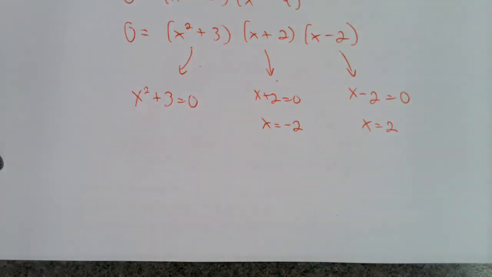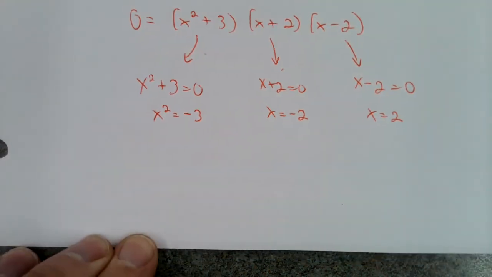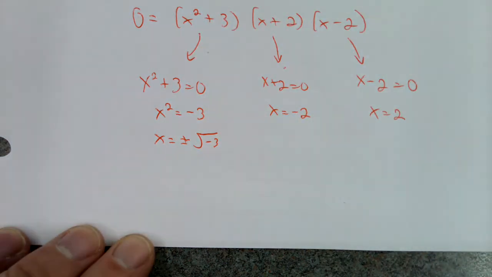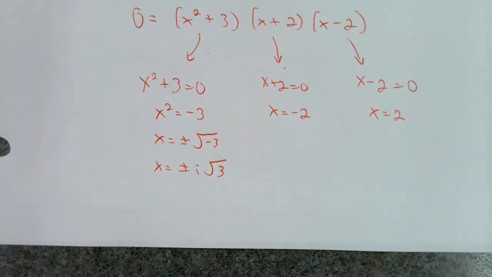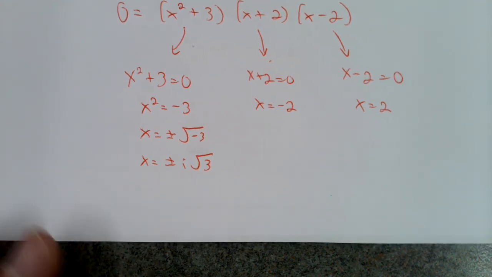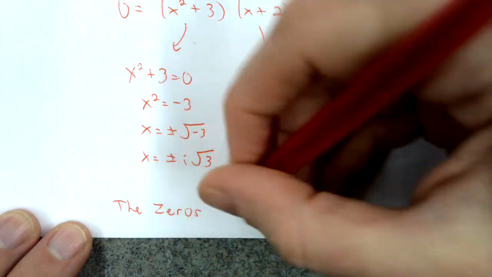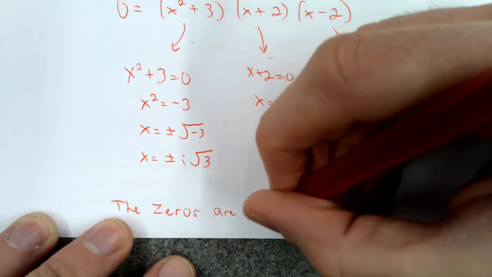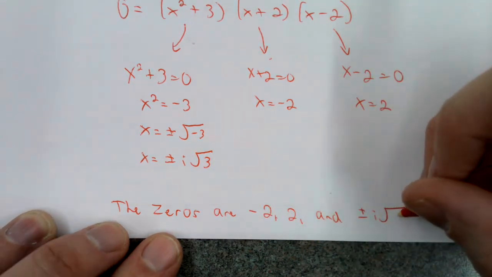But when you solve this, think back to unit 3. Subtract 3 on each side. And then take the square root of each side, positive and negative. Take out the negative 1 by doing x equals positive and negative i square root of 3. So those are our roots, I'll say, or our zeros, or our solutions. The zeros, aka roots, aka solutions, are negative 2, 2. Then we have positive and negative i square root of 3.